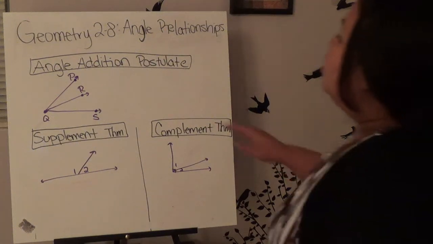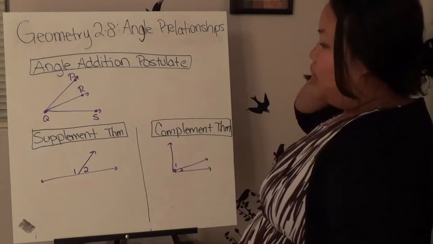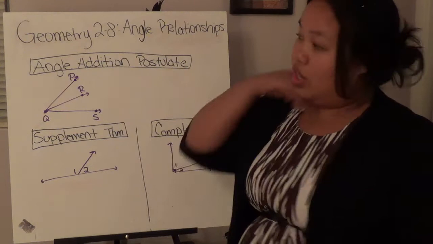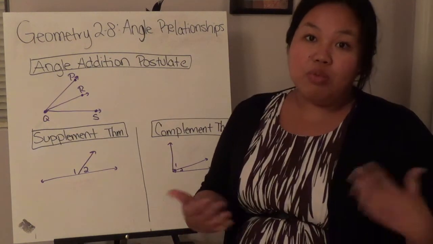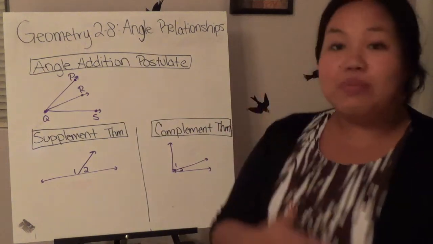In Geometry Section 2.8, we're dealing with angle relationships, and basically we're going to try to figure out how angles can relate to each other. The first one that we're going to go over, the angle addition postulate, is something that you probably are already used to, when we were dealing with segment addition postulates.